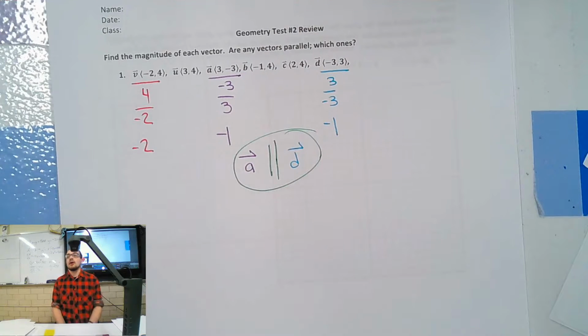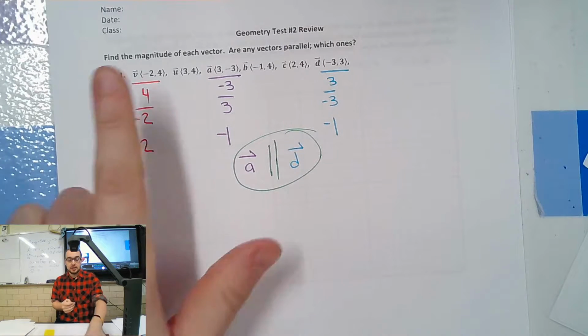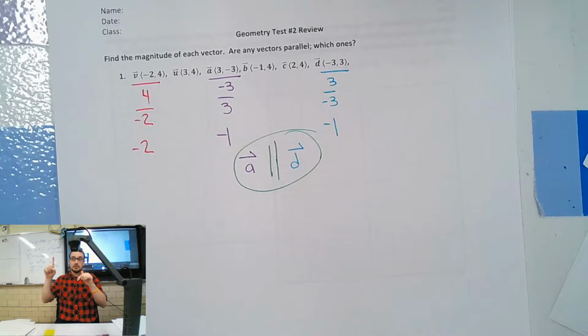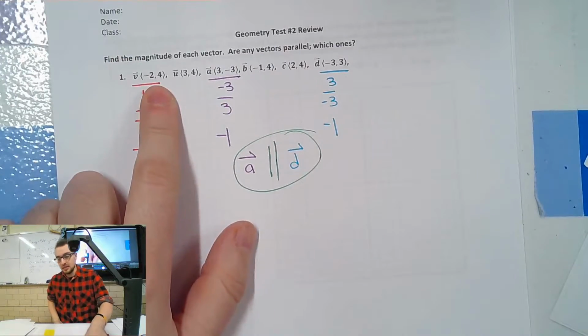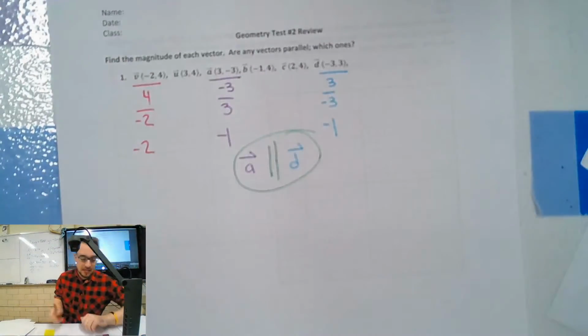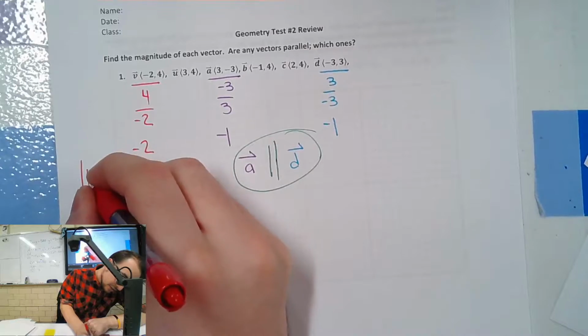To figure out what their magnitude is, we're talking about their length. In other words, we're talking distance. In other words, we're talking Pythagorean theorem. So we're going to take their components, which are going to be the legs of the triangle, and the vector is going to be the hypotenuse, right? So to figure out the length of the hypotenuse, the length of the vector, we're going to do Pythag to these guys. So to figure out V's magnitude, this is the symbol for magnitude.